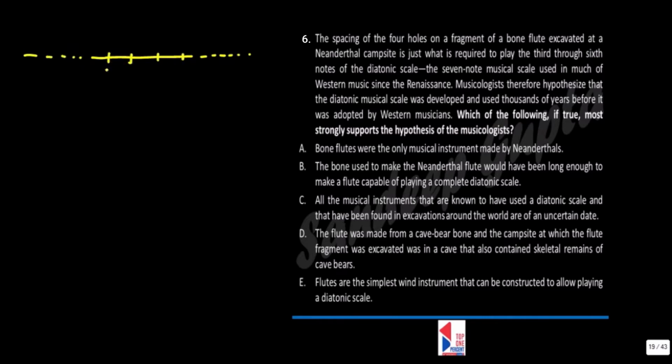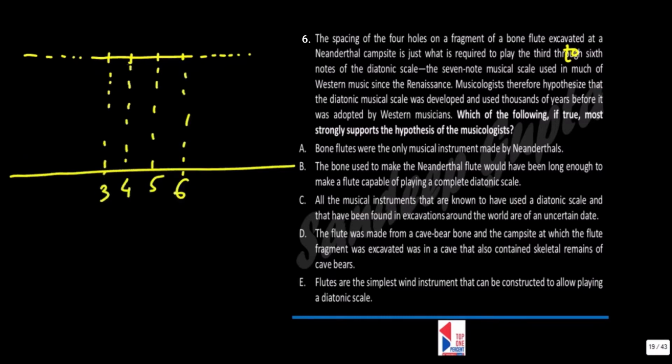The spacing of these 4 holes is just what is required to play third through, means third to sixth, notes of the diatonic scale. Now what is a diatonic scale? Diatonic scale is the 7-note musical scale. It has 7 notes. The third and the fourth and the fifth and the sixth are exactly the same spacing as this particular bone fragment that they have found. Means this anyway has 7 notes, but these 4 are matching.